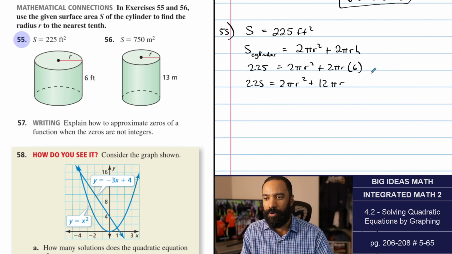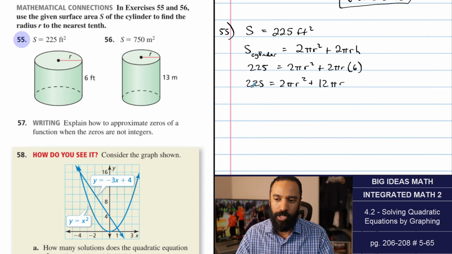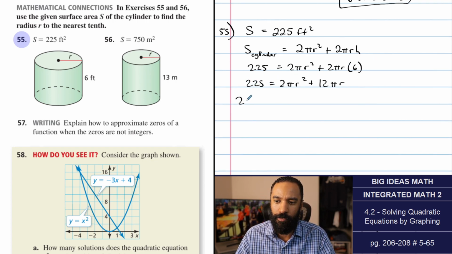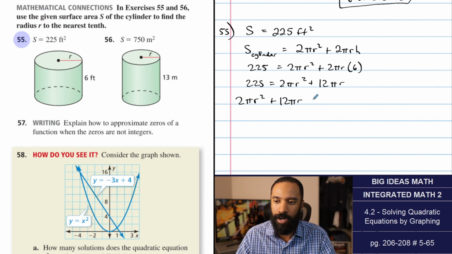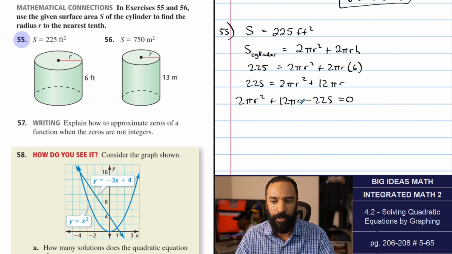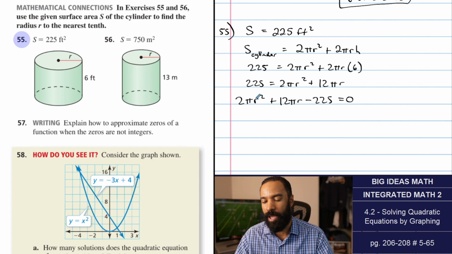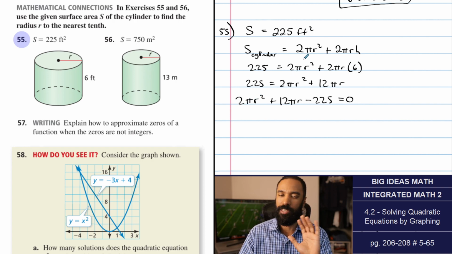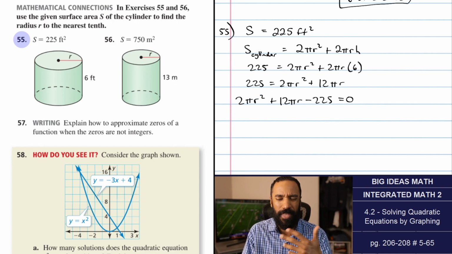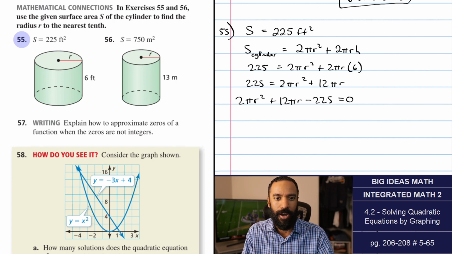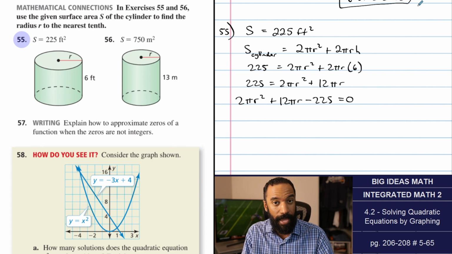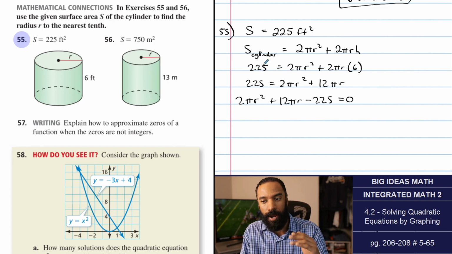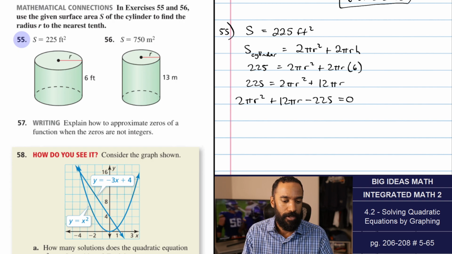They said do the nearest tenth, so I'm going to subtract 225 over. I'll have 2 pi r squared plus 12 pi r minus 225 equals 0. Listen, r is your variable here. Pi is not a variable, pi is a constant. I was thinking of factoring 2 pi out, but because of 225 I can't do that. I'm going to use the graphing calculator. r is going to be like our x, so I'm going to write 2 pi x squared plus 12 pi x minus 225.